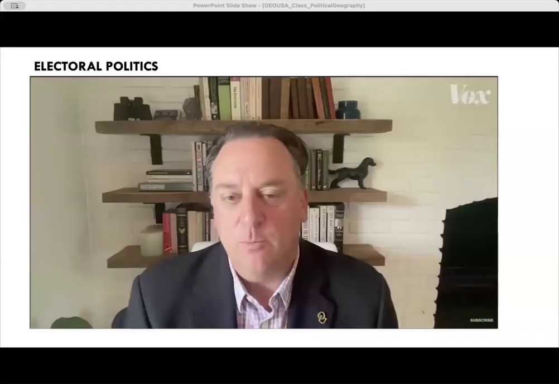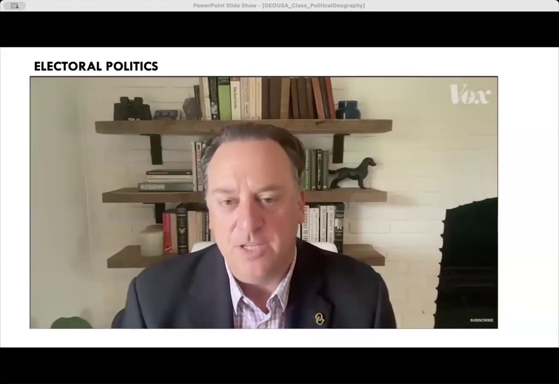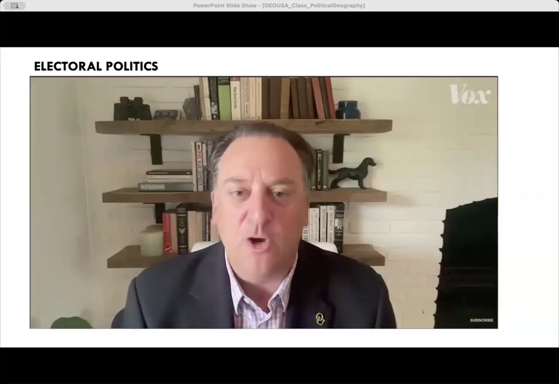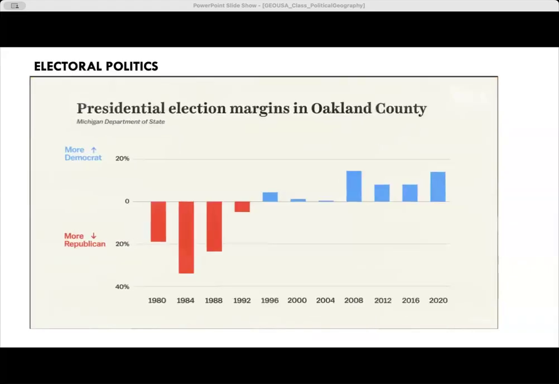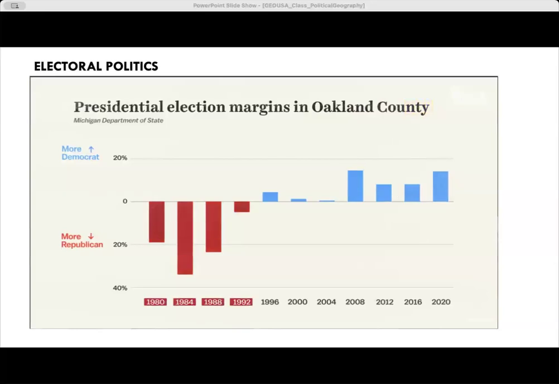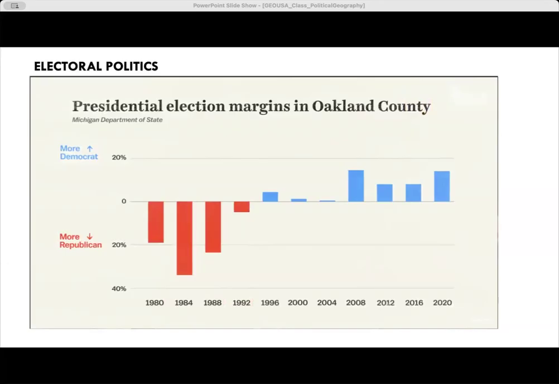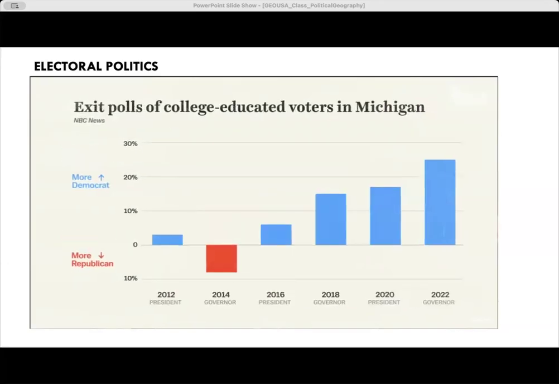In some ways, Oakland is the mirror image, or maybe a 180 from Macomb County. Oakland is the wealthiest county in Michigan and the second most well-educated. And at one time, those things made Oakland a very Republican county. But those types of voters, wealthy, well-educated, they vote differently than they once did. And you see that in exit polls, too.